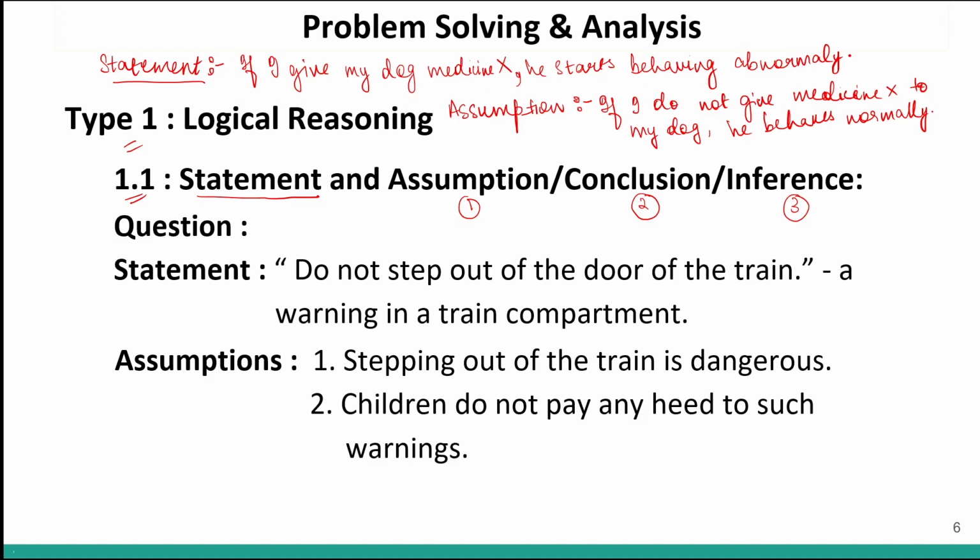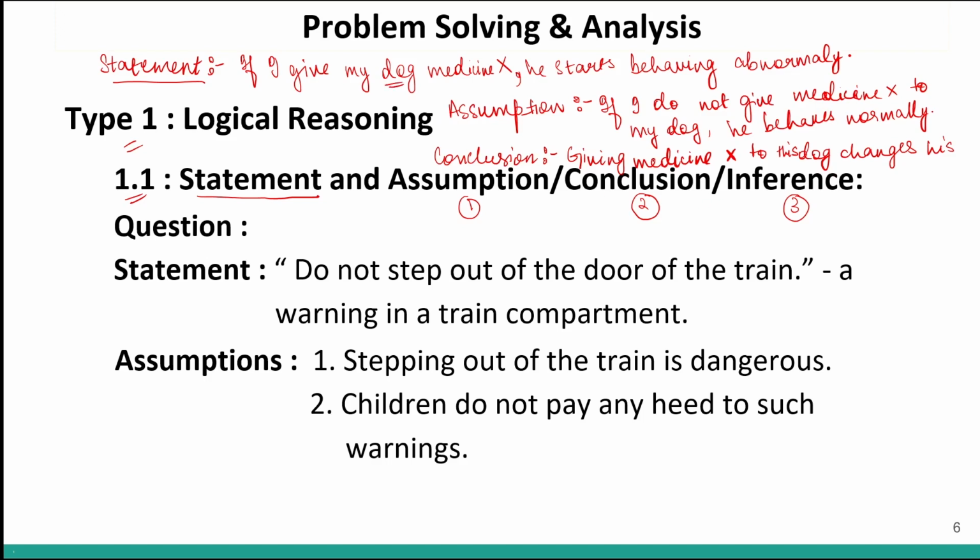What can I conclude from this statement? Conclusion. If I look at the statement, I can conclude that giving medicine X to a dog will affect his behavior, right? I can conclude that giving medicine X to a dog changes his behavior, to this dog actually, because we are talking about a particular dog over here, okay?